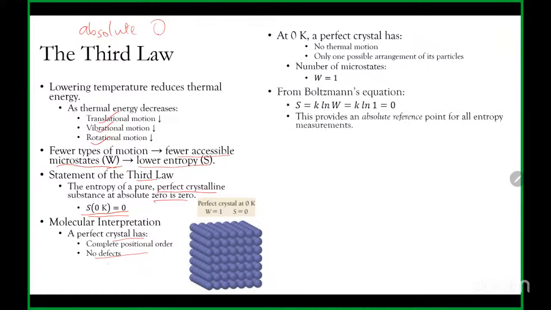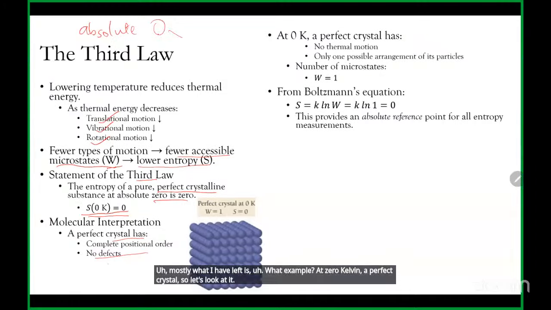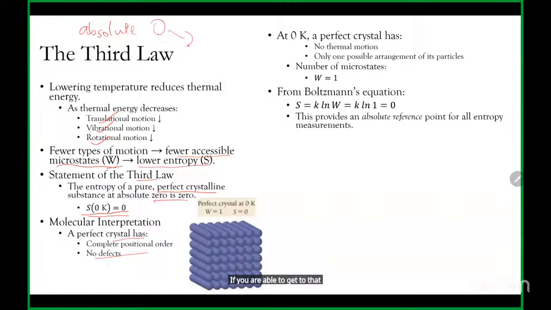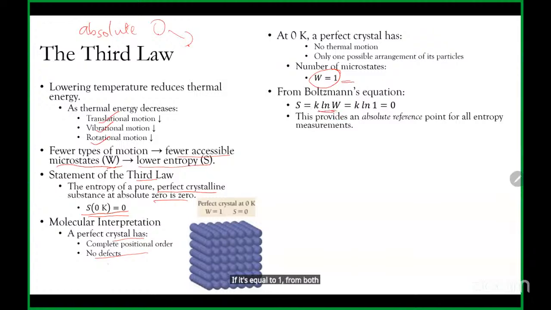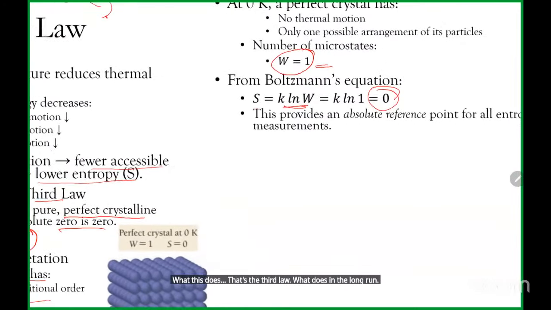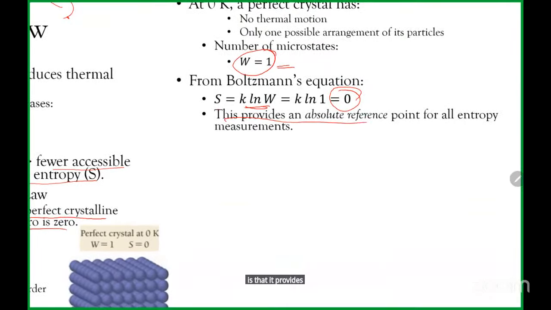And mostly what I have left is the worked example. At 0 Kelvin, a perfect crystal. So let's look at it. If you're able to get to that absolute zero, the number of microstates that you have will be equal to 1. If it's equal to 1, from the Boltzmann equation, S is equal to 0. So what the third law does in the long run is that it provides an absolute reference point for all entropy measurements.